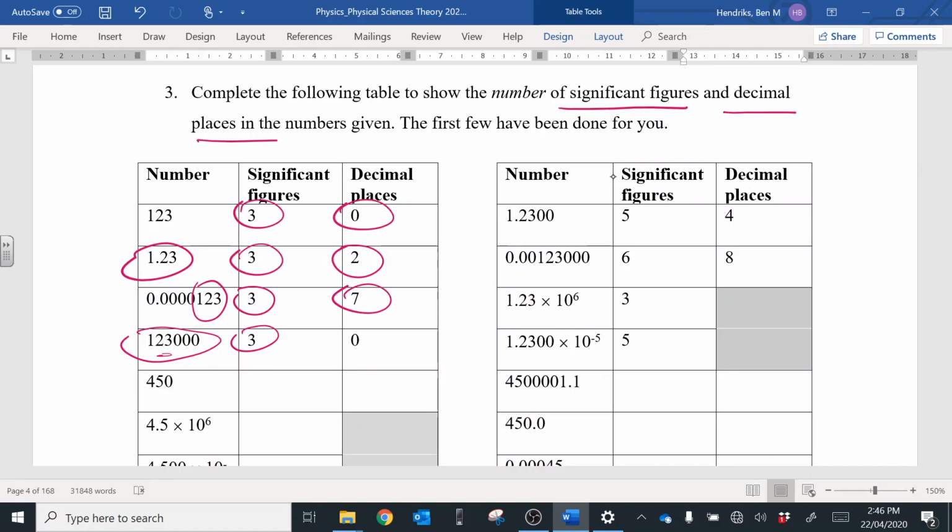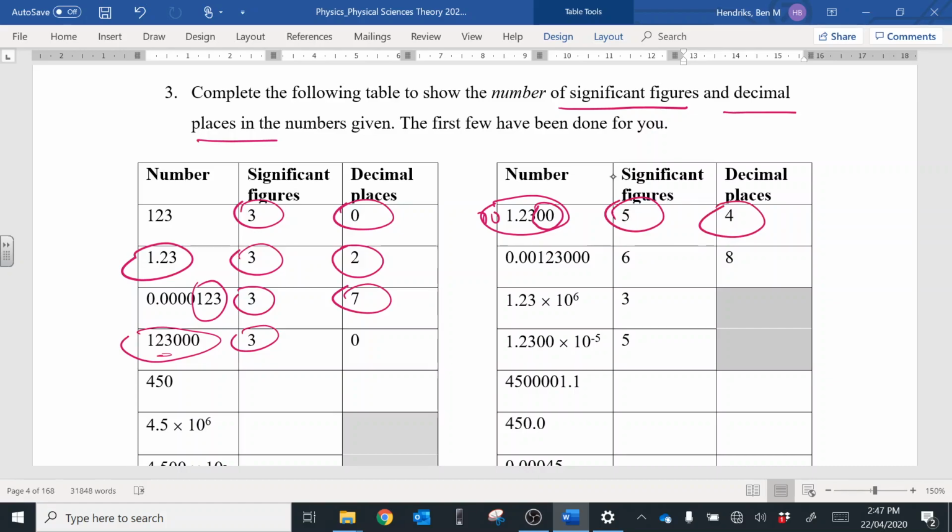Okay. Let's have a look over at some of these ones. So this one here is 1.2300. So because these zeros come after the decimal place, they are considered significant. Okay, if we had zeros here, they would not be significant, but these ones here are significant because they come after the decimal place. So we have 5 significant figures and 4 decimal places.